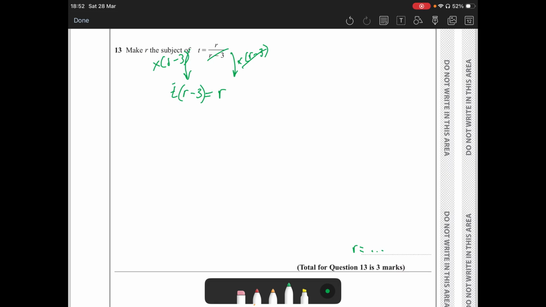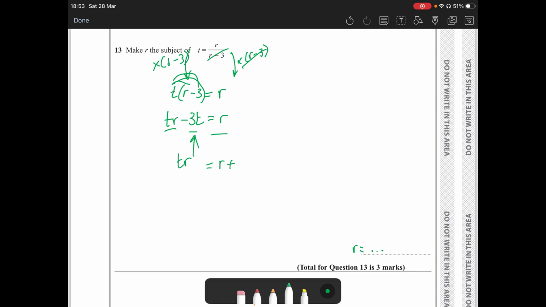Next, I'm multiplying out this bracket. So T multiplied by R is TR, and T multiplied by minus 3 is minus 3T, equals the letter R. Now remember, we want to make R the subject. So what I'm going to do is move everything with R to one side and everything without to the other. What does that mean? Well, first I'm going to move everything with an R to the left. We've got 1, 2, 3 terms. I've noticed this middle term doesn't have an R, so I'll be moving it to the right-hand side. And when I move it to the right-hand side, it will become positive.